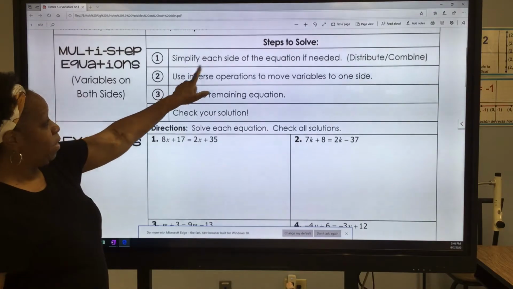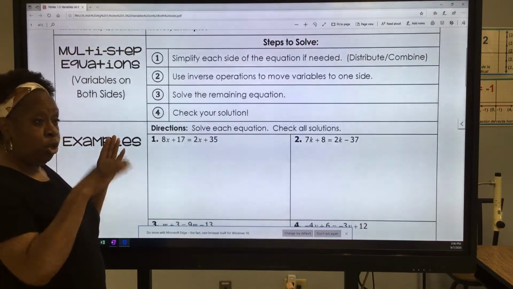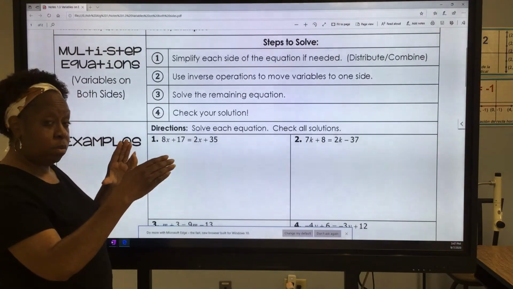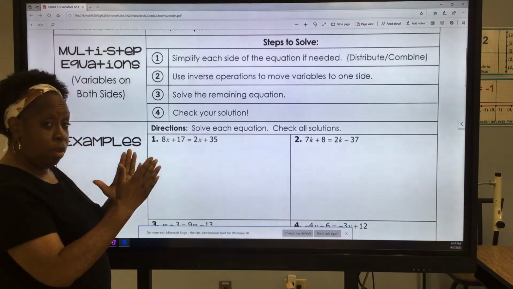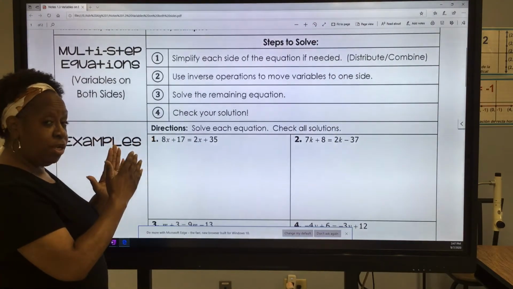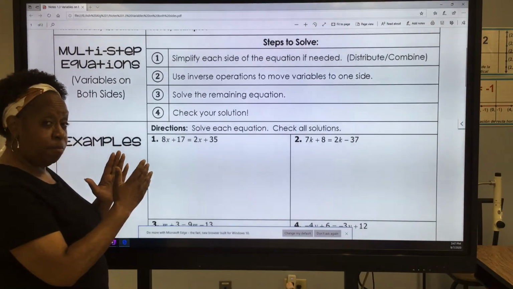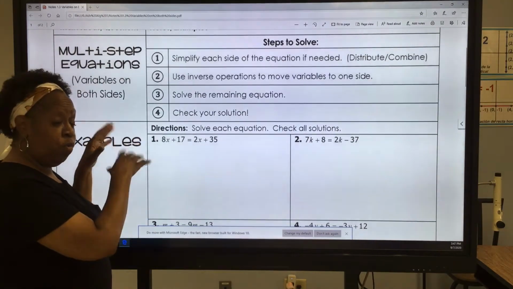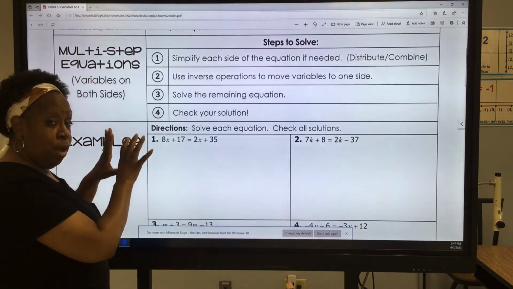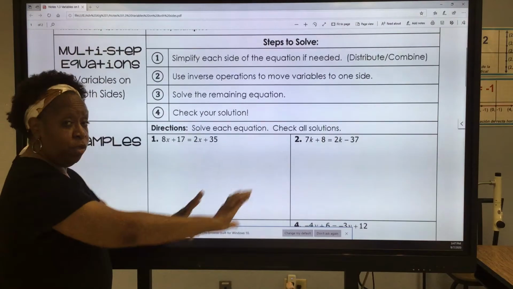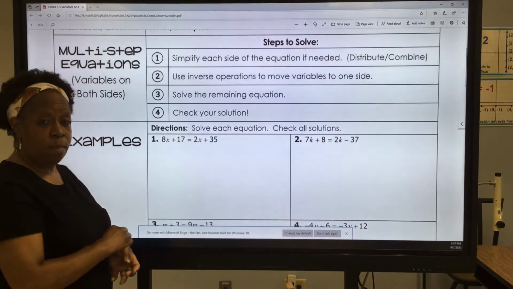First, you're going to simplify each side of the equation if needed. So if you see parentheses, you want to distribute first. Then you want to combine like terms on the right and combine like terms on the left by just adding or subtracting. Next, you will move all the x terms to one side and all the individual numbers, integers, to the other side. And then you will simplify the problem by either dividing or multiplying.